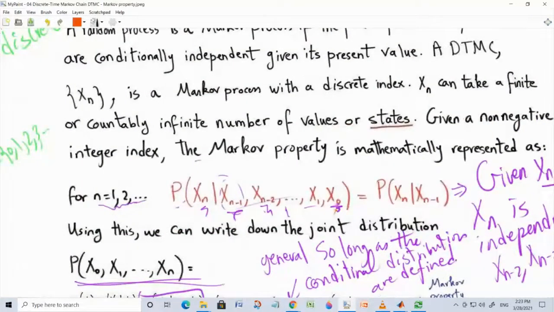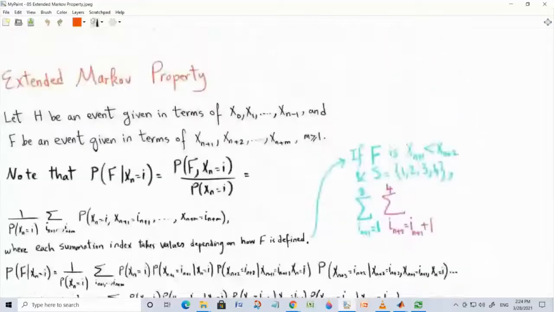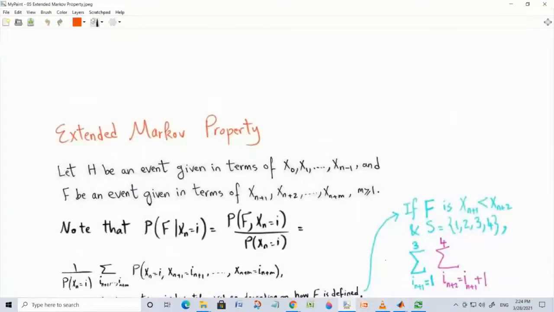This would be boring and annoying. Okay, so let's do the so-called extended Markov property, which is a generalization of the Markov property that will allow us to play more sophisticated games.